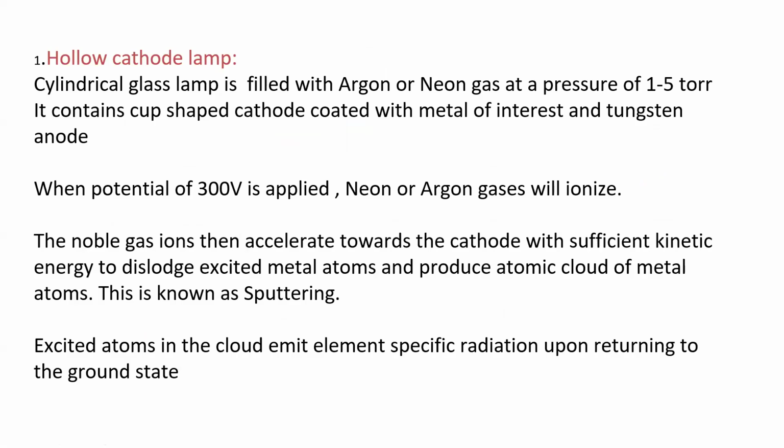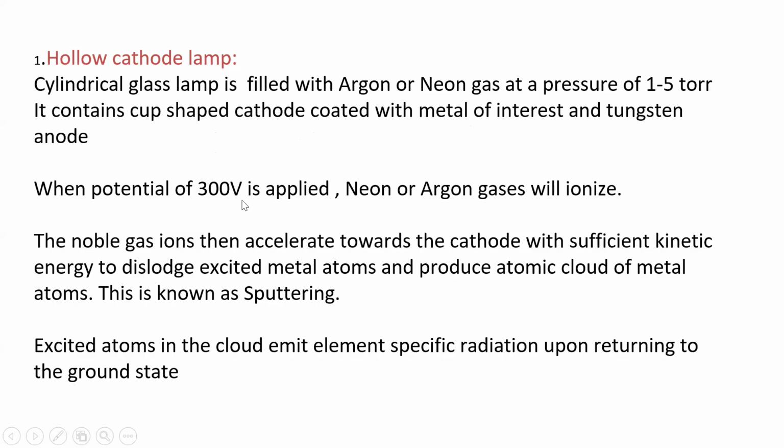First component in the instrument is hollow cathode lamp. Hollow cathode lamp is a source of light. The hollow cathode lamp is filled with argon gas or neon gas at a pressure of 1 to 5 torrs. It contains cathode and anode. A cup-shaped cathode is present. It is coated with metal of interest and a tungsten anode is present. Suppose we are analyzing cadmium. Cathode is coated with cadmium metal.